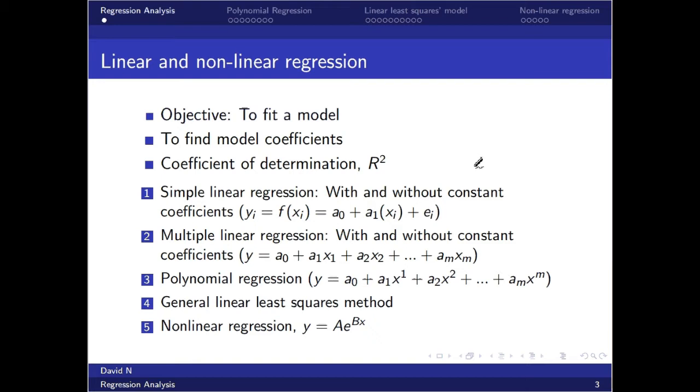In the previous presentation, we learned about simple linear regression, multiple linear regression, with and without constant coefficients, and we solved a few examples for those models. Today we will learn about polynomial regression, linear least squares model, and finally about nonlinear regression analysis.